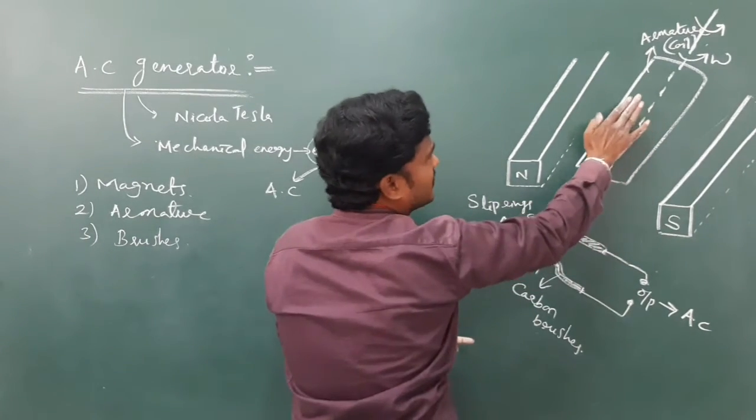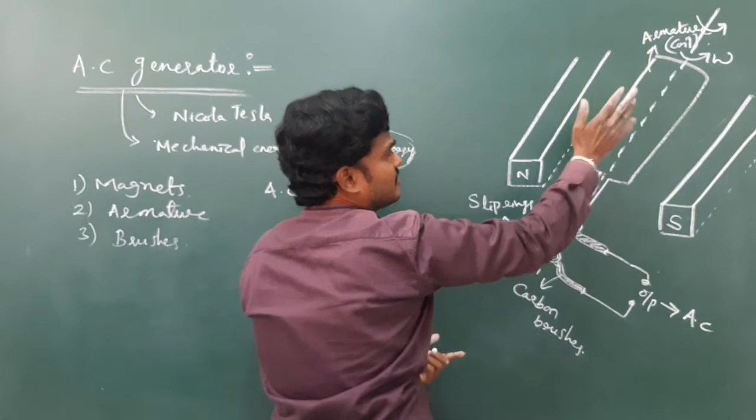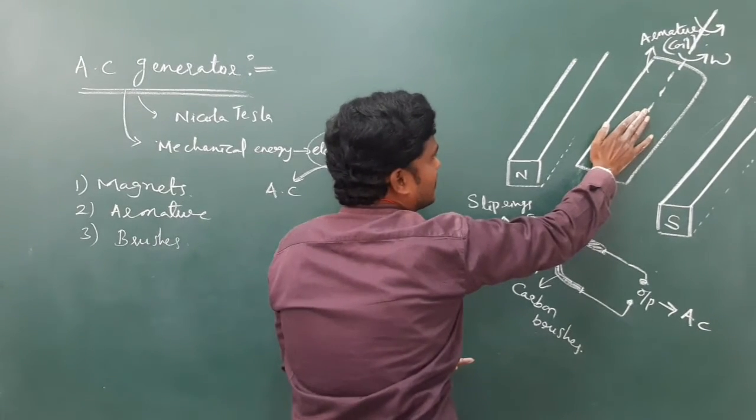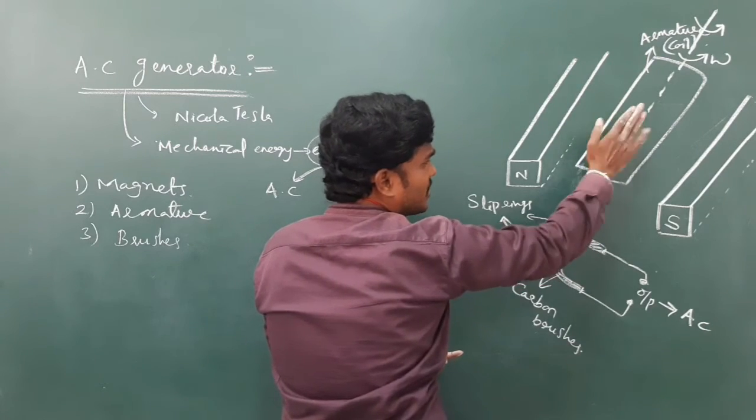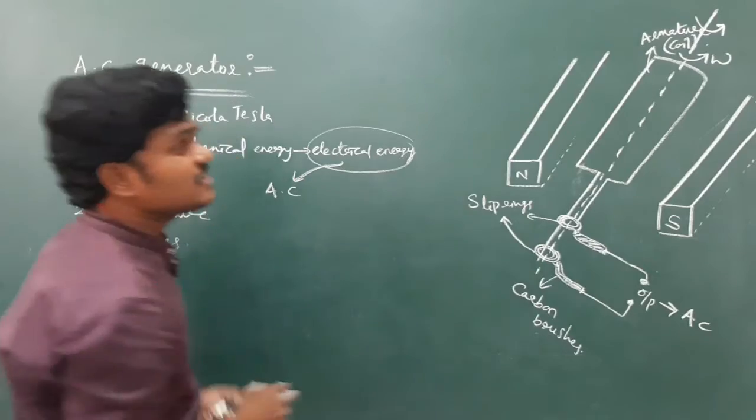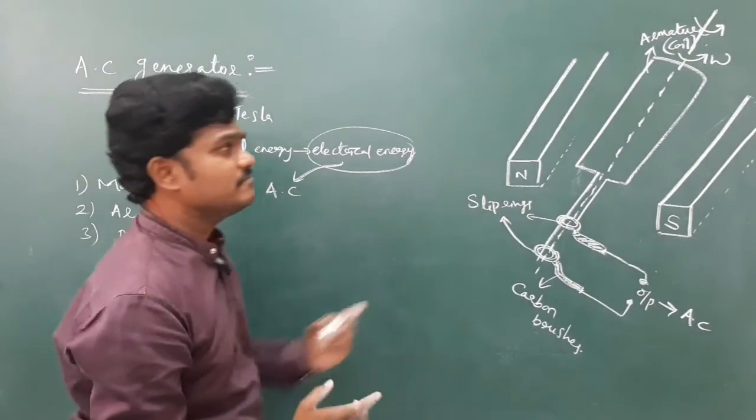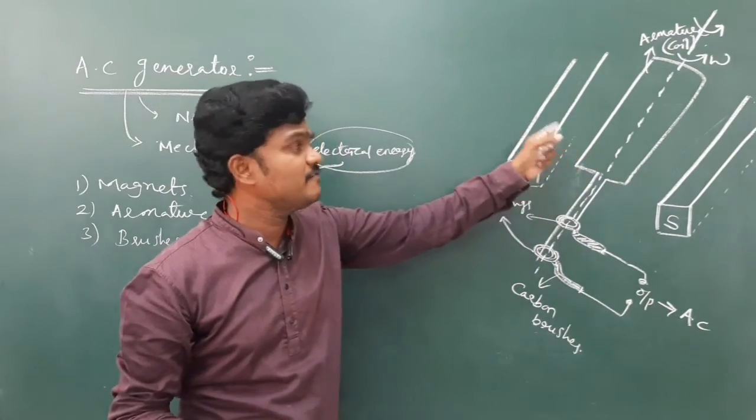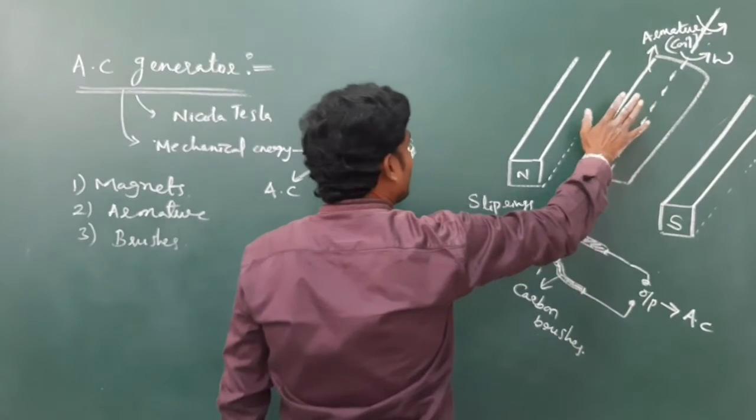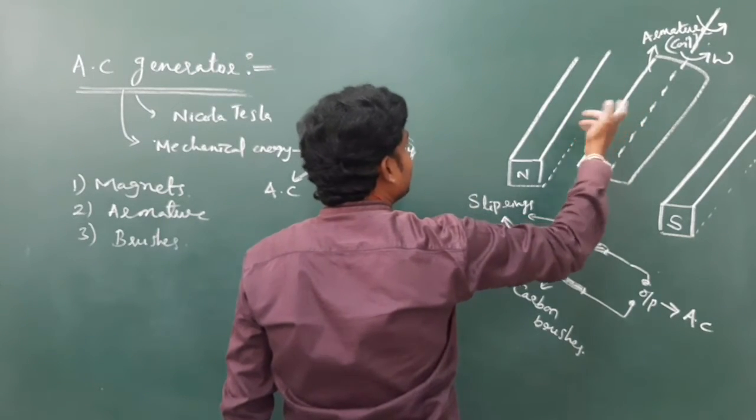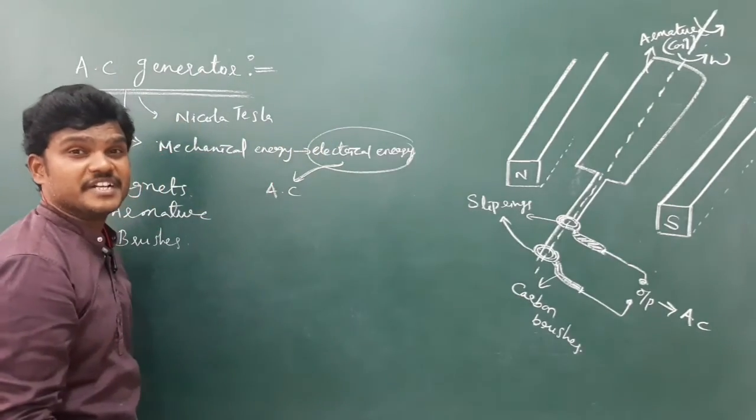Initially the coil is somewhere like this. Plane of the coil is parallel to the field lines or perpendicular to the field lines. So initially the coil is arranged like this. If this rotates, then it is going to cut the magnetic field lines. Once the coil cuts the magnetic field lines, there will be a flux linkage, and there will be an EMF in the coil because of change in magnetic flux.